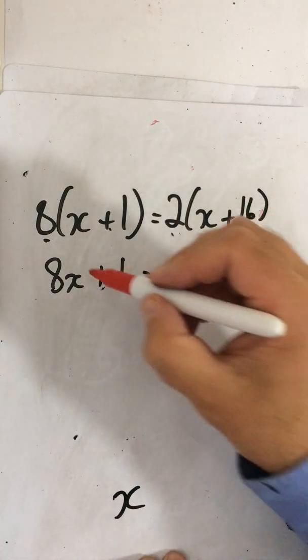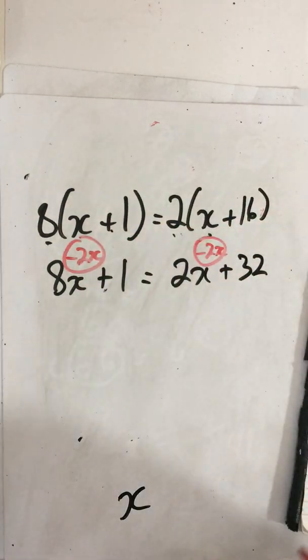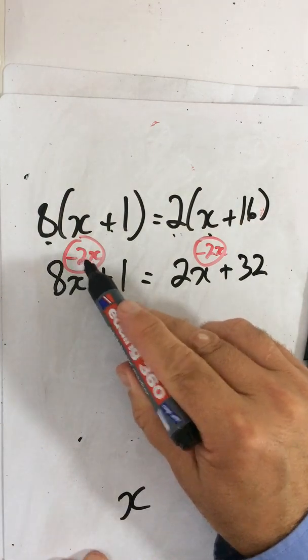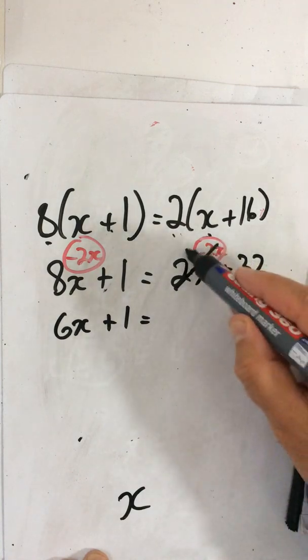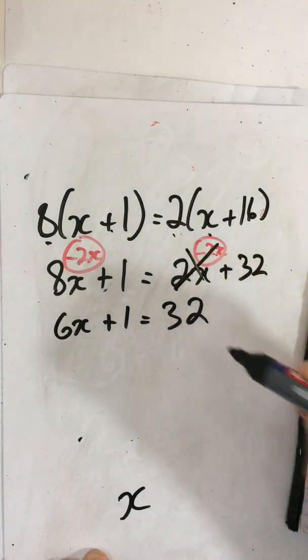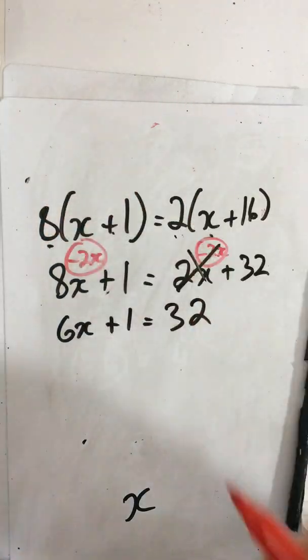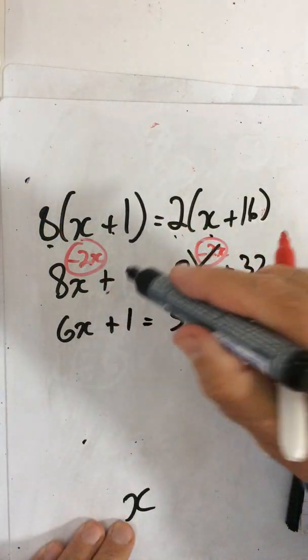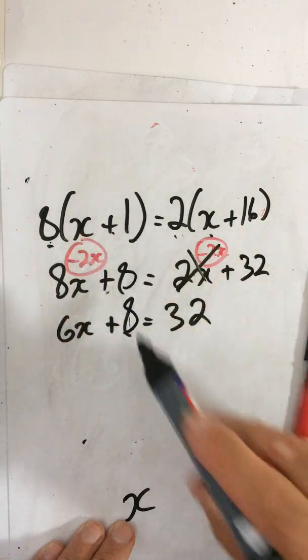So if we take away 2x from there, we take away 2x from there. So that will leave us with 8x take away 2x is 6x. Plus 1 is equal to, that's got rid of that, 32. Oh, sorry, I made a mistake. 8 times 1 is 8. Apologies. When I expanded the bracket, 8 times 1 is 8.